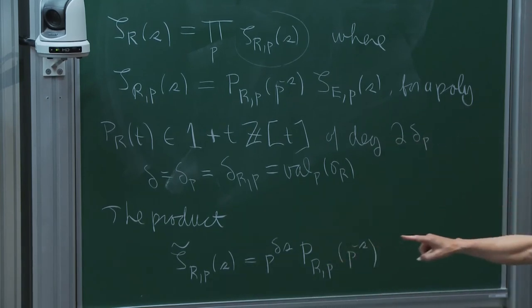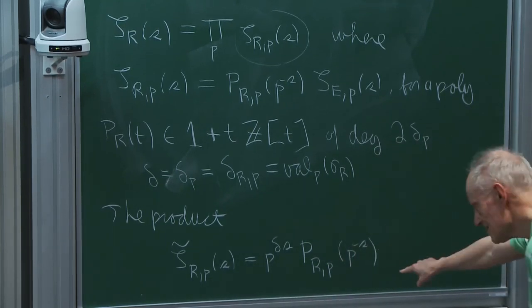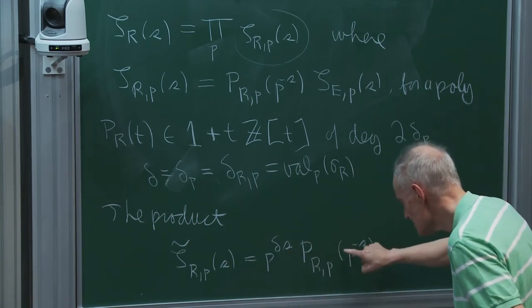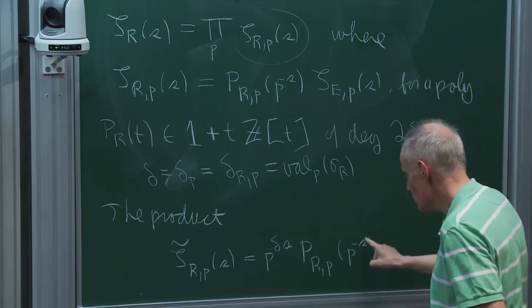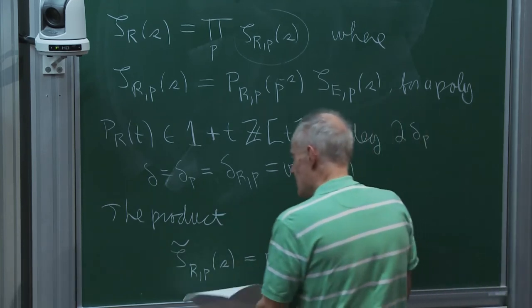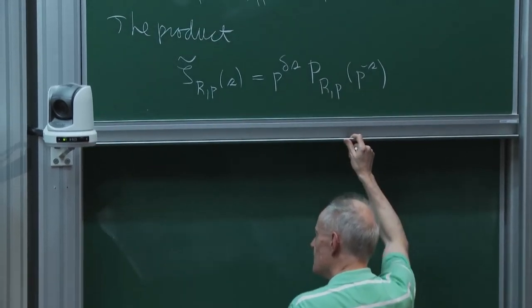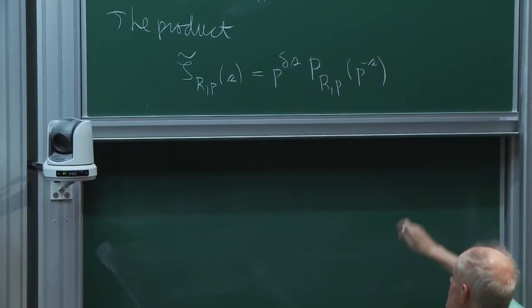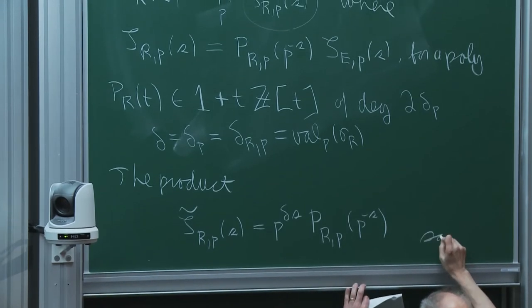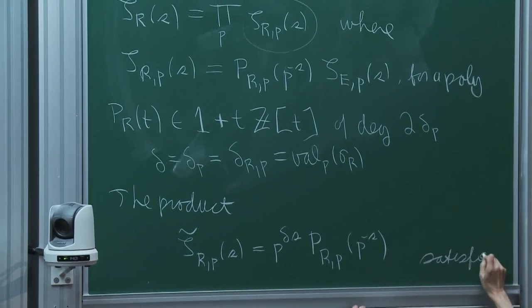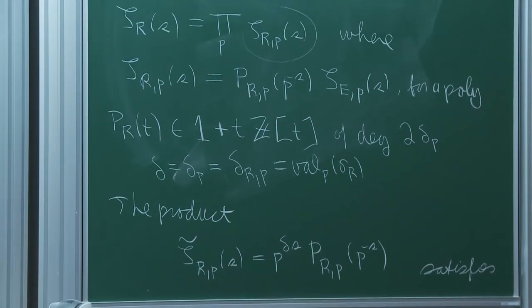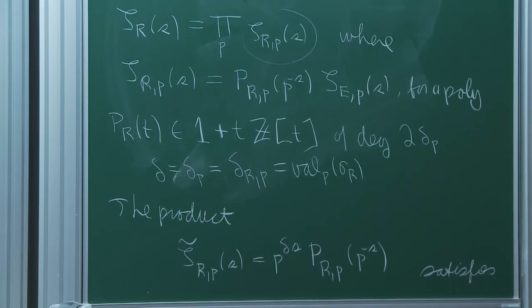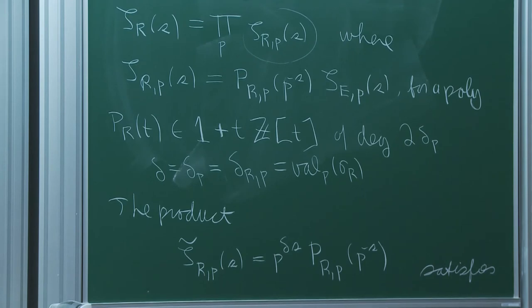So this is a long sentence. The product of this thing, we know what that is. This is the thing that comes in here, and you've put its value at p to the minus s. That product satisfies two things. It has a functional equation. It's just a local factor, but it has its own functional equation.